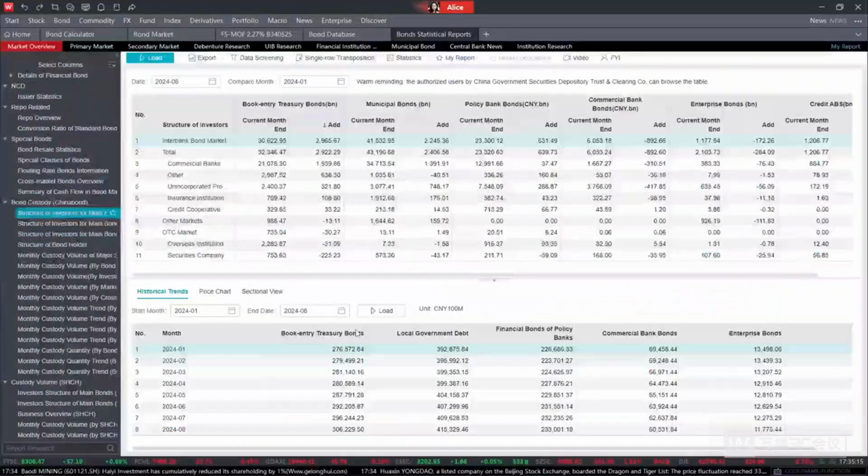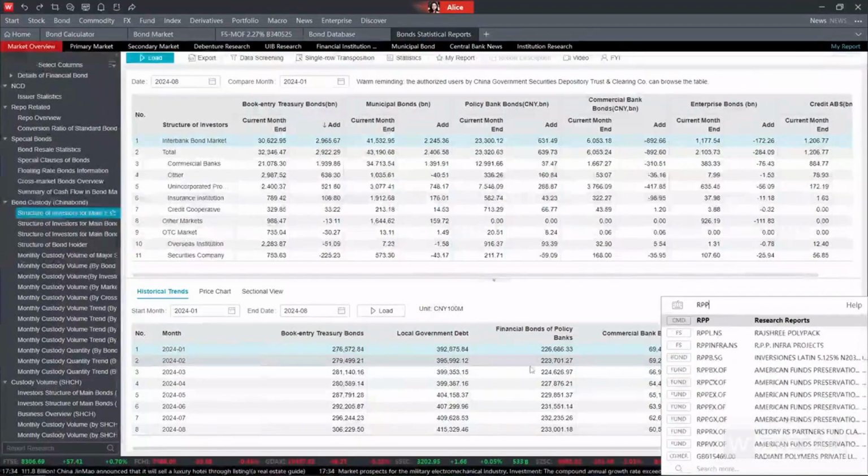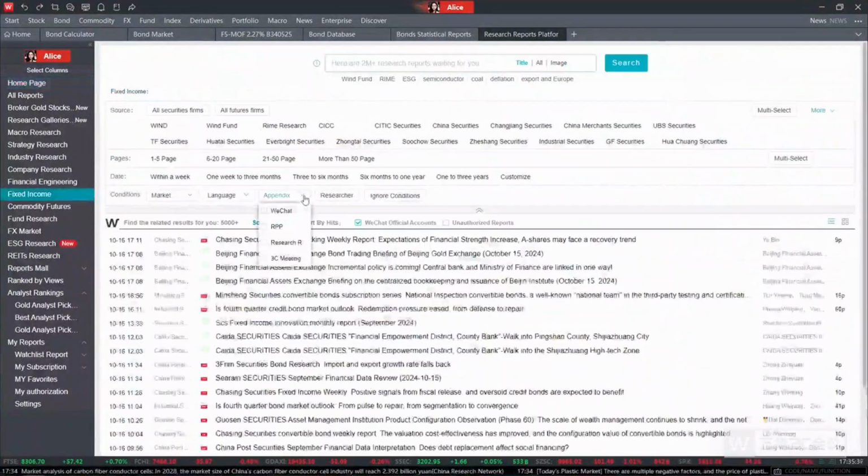Okay. So again, finally, I can show you the last function I would like to introduce to you. It's the research report, and the shortcut is RPP. Then you can enter into the research report part. Once we enter this page, on the left hand side, we can find one column called fixed income. Once I click over here, on the right hand side, we provide you rich filtering conditions, and several results can also be found over here.